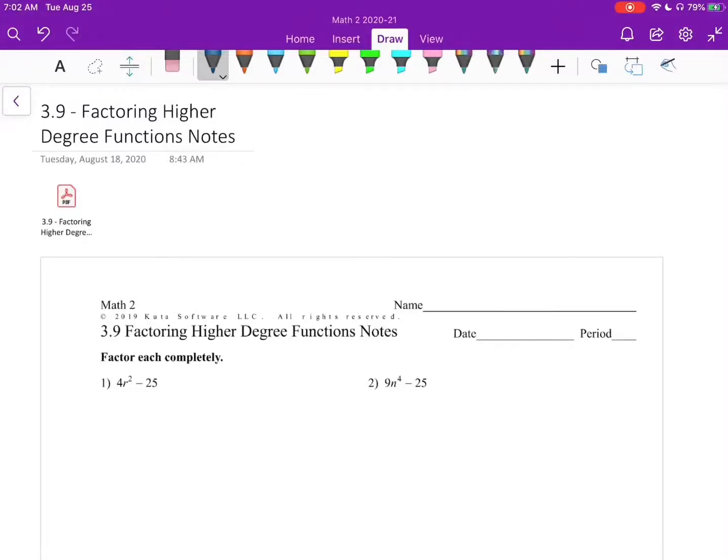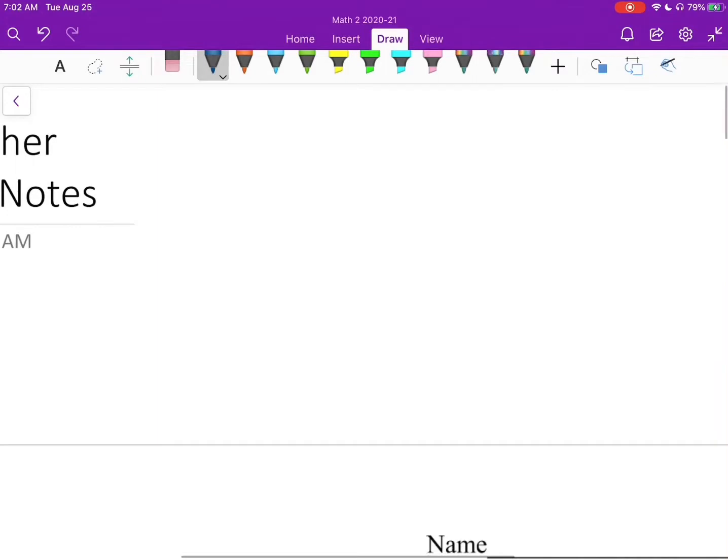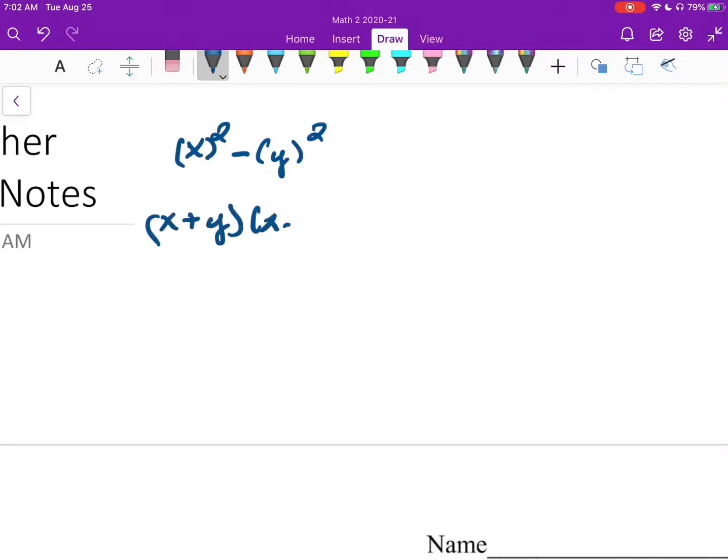All right, Math 2 3.9, factoring higher degree functions. So let's look at, we talked about difference of two squares a couple of videos ago. If you have x squared minus y squared, and you can put them both in parentheses, then you can always say you have (x plus y)(x minus y). It will always factor out to be that.